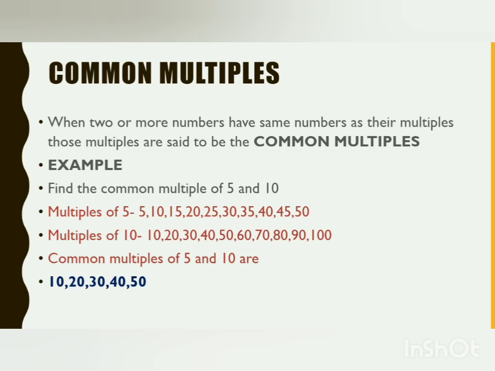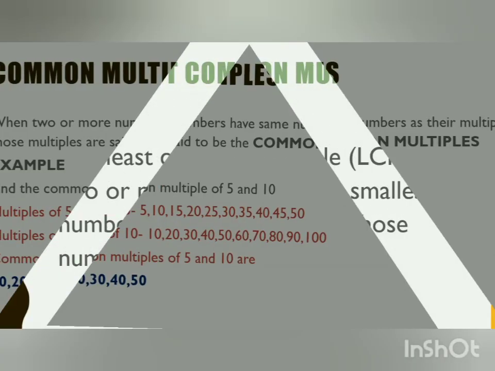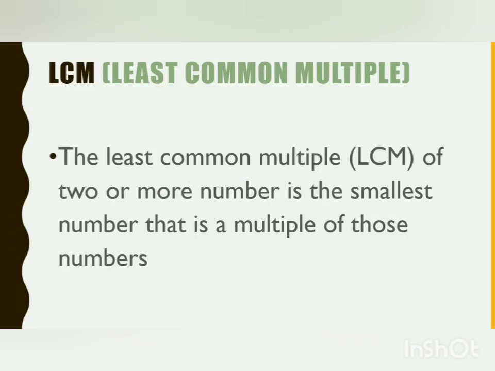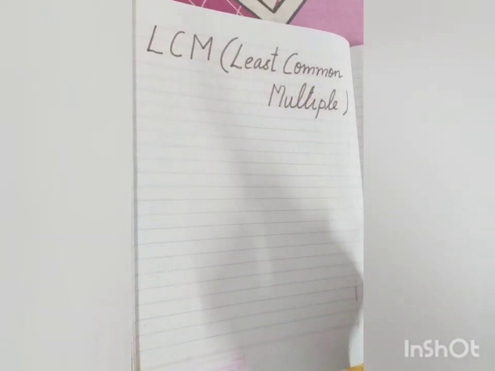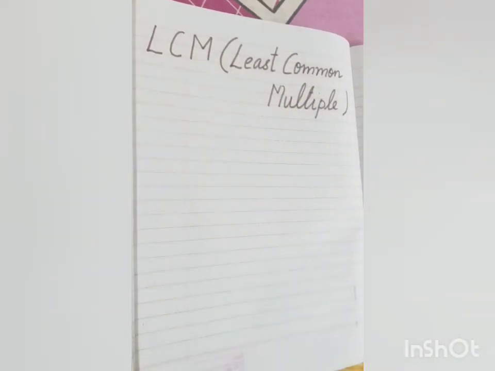When two or more numbers have same numbers as their multiples, those multiples are said to be the common multiples. Least common multiple, or you can say LCM, of two or more numbers is the smallest number that is a multiple of those numbers. Now let us understand LCM with the help of an example.